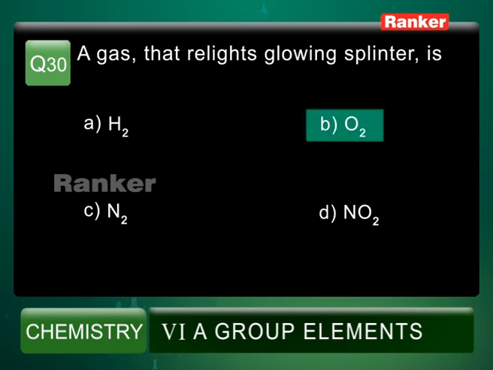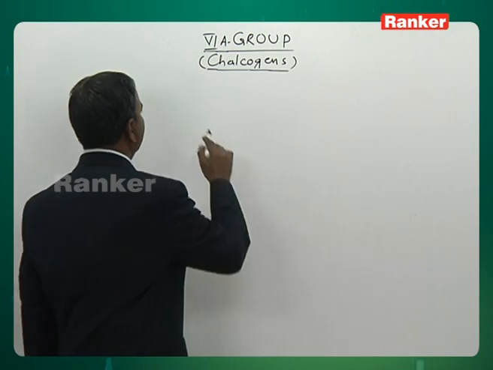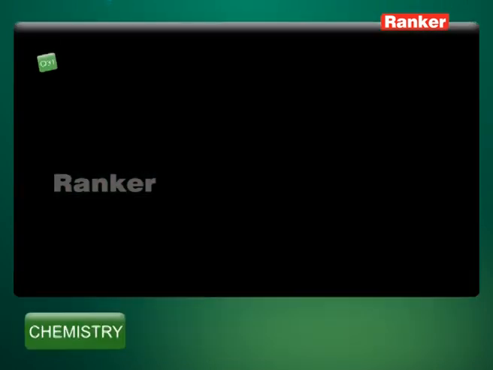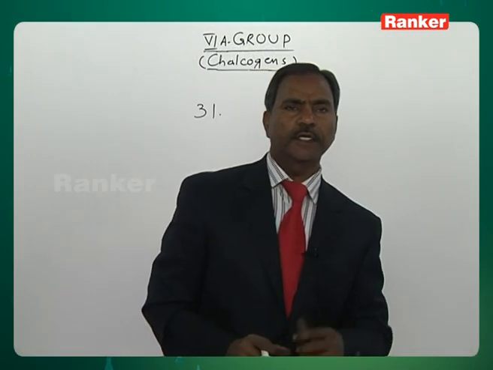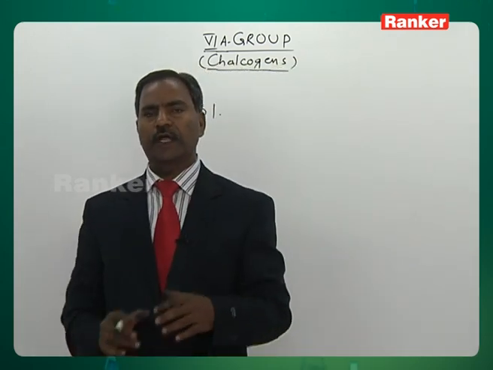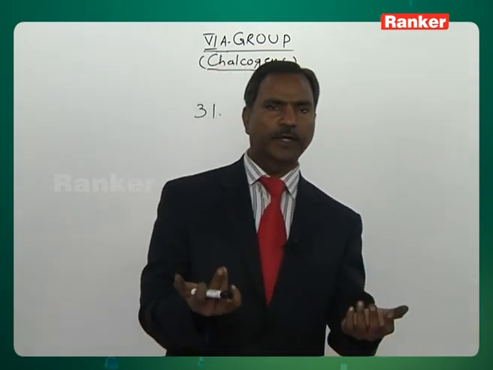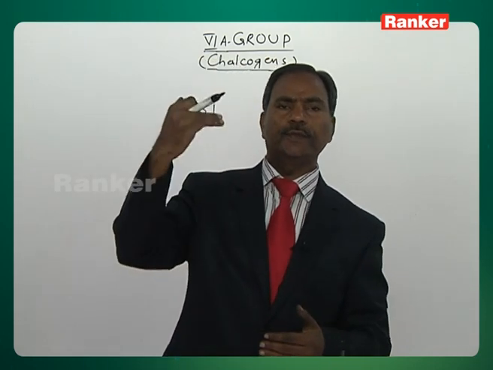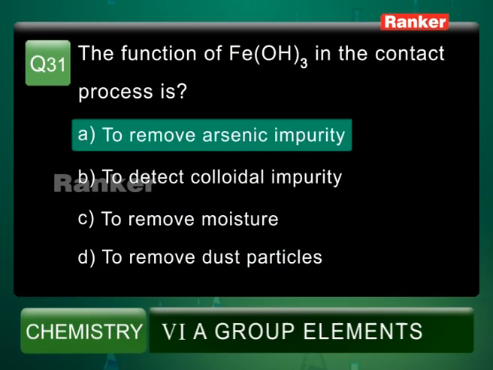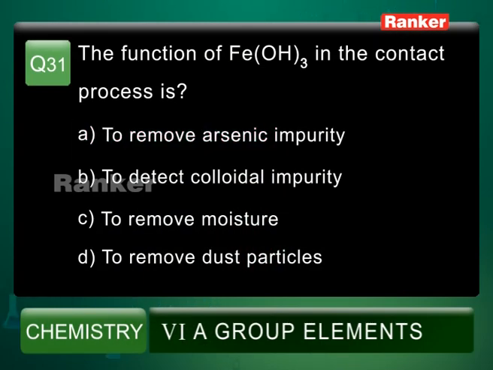Question number 31. The function of Fe(OH)3, ferric hydroxide, in the contact process. Option A is to remove arsenic impurity, B to remove colloidal impurity, C to remove moisture, D to remove dust particles. The main function of ferric hydroxide used in the contact process is to remove the arsenic impurities. Therefore, question number 31, answer is A.